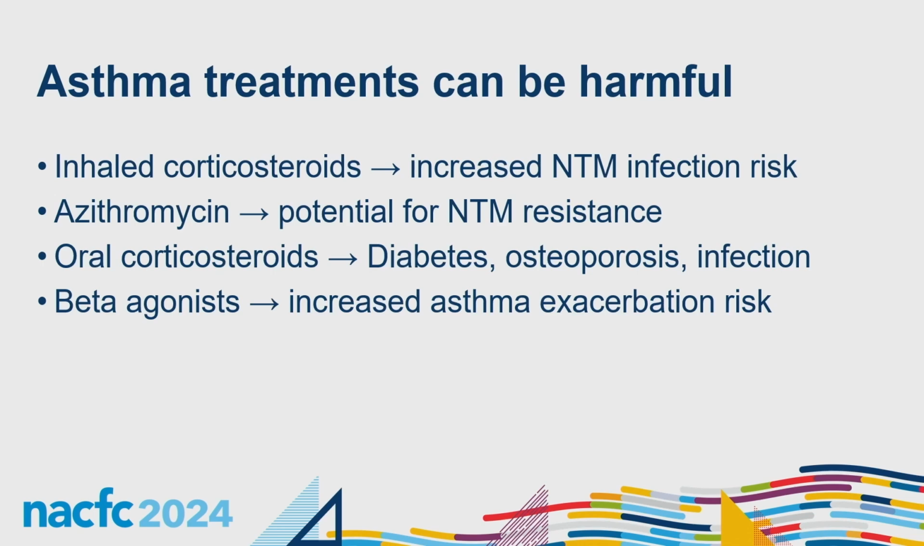Beta agonists unopposed have been shown to have an increased asthma exacerbation risk. This was historically thought to be mostly with the long-acting beta agonists, but recently the asthma guidelines have changed to recommend against the use of unopposed short-acting beta agonists regularly as well, due to increased asthma exacerbation risks.